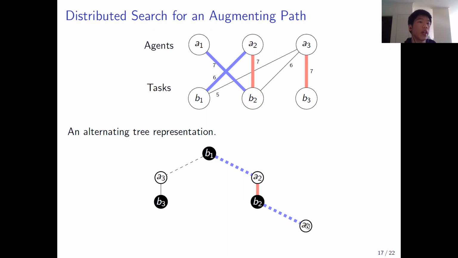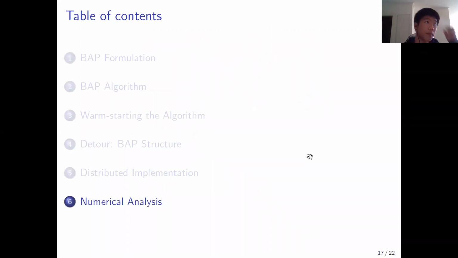And when we reach this point, agent A1, using local information, knows that it's not matched to anything. So it knows that it's a free agent. And so it knows that at this point, we've satisfied all our conditions and we have a success in our search. So at this point, agent A1 will just be able to tell all the other agents that we've successfully found an augmenting path. And then we flip the edges, and then we regain our matching of size 3. Okay, so that's how a distributed implementation of the algorithm would work.